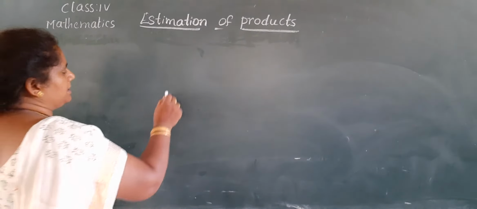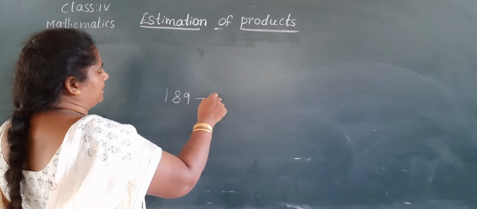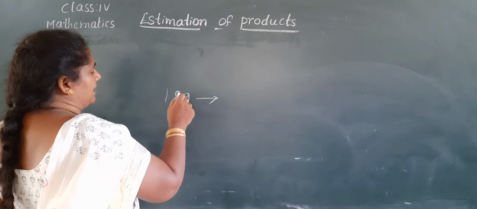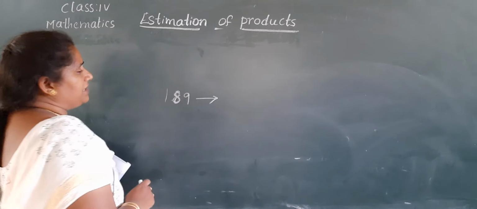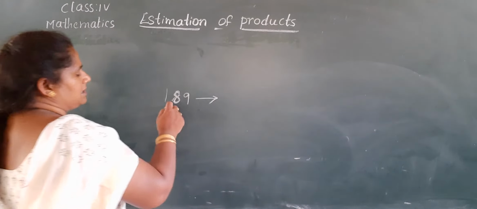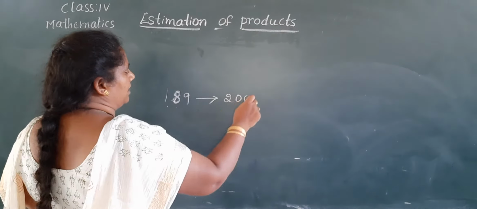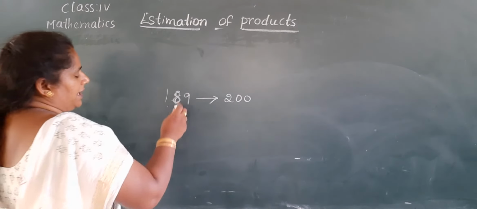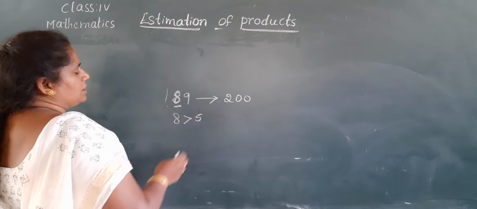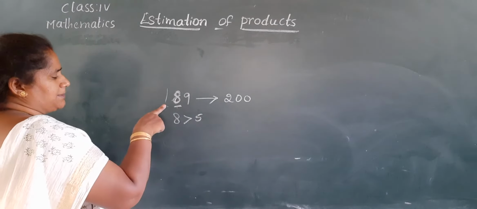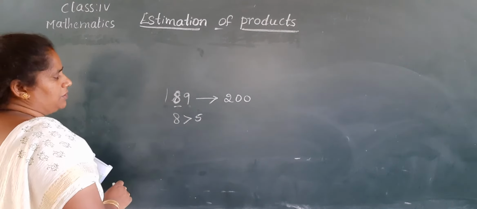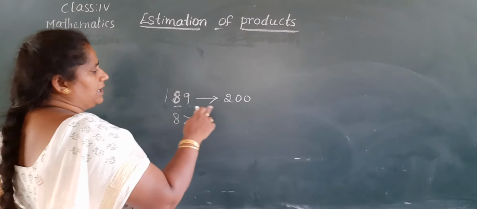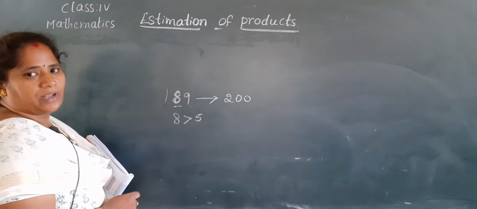See children, suppose let us take 189 rupees. Round off this number to the nearest 100. So simply we can write 200. Why? Here, as already explained before, the tens digit 8 is greater than 5. So we have to add 1 to the hundreds place and the other places become zeros. So 189 is rounded off to 200. Okay.